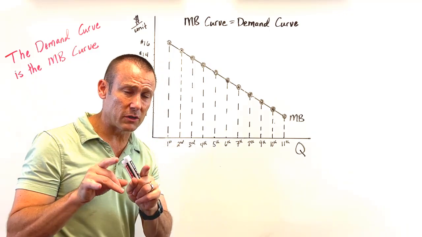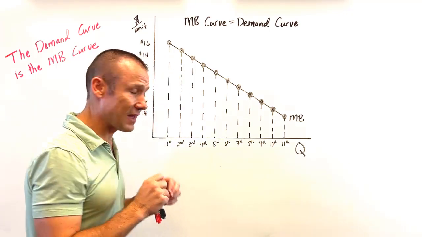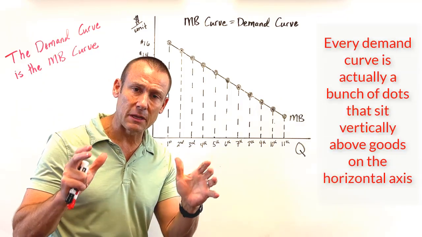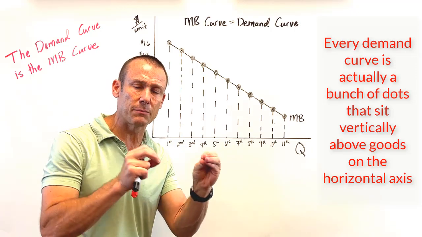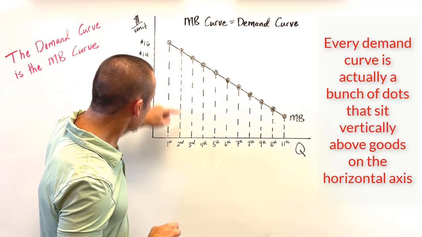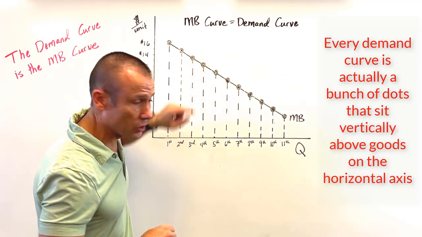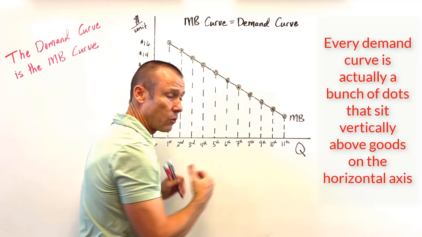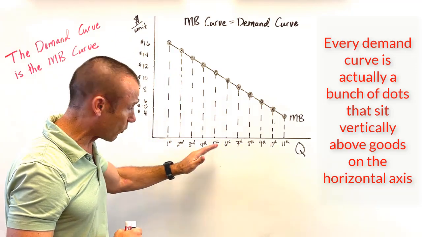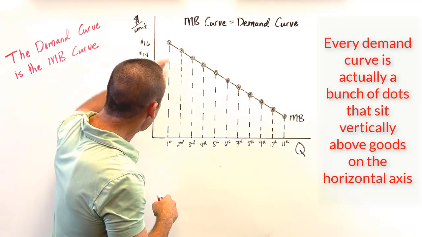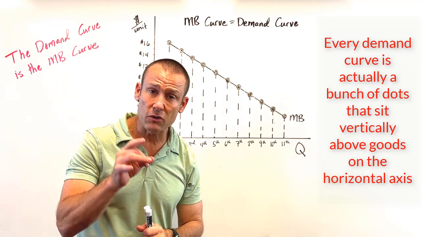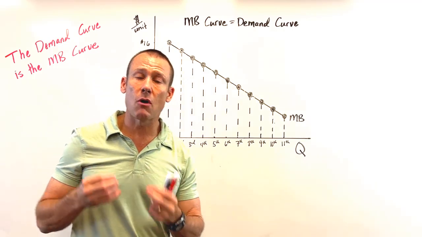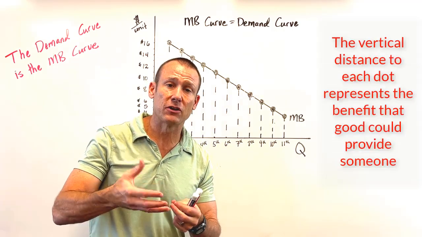I want you to also understand something that's so important: every demand curve is actually a bunch of dots. I think it's so important conceptually to understand this. Every demand curve is actually a bunch of dots, and those dots sit over each good that we have represented on the horizontal axis. The first good, second, third, fourth good. And guys, a dot sits over those goods. And the vertical distance between the horizontal line and the dot is the marginal benefit, the benefit that good could provide someone out there.